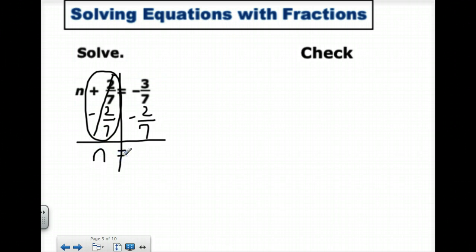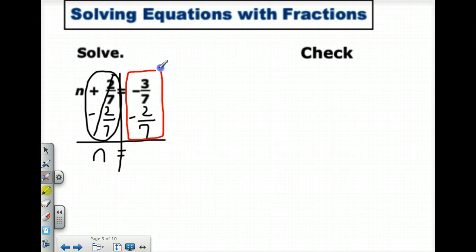Now, take a look at what we have on the right-hand side. Draw yourself a box. Look at the two numbers. Look at them as two separate numbers. We have negative 3/7 and we have negative 2/7. Are the signs the same or are they different? In this problem, they are the same. And what do we do when signs are the same? We want to add these two numbers together.